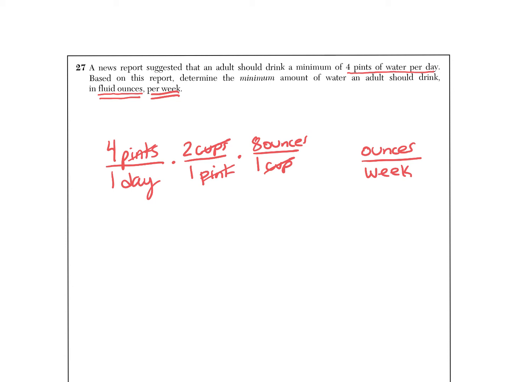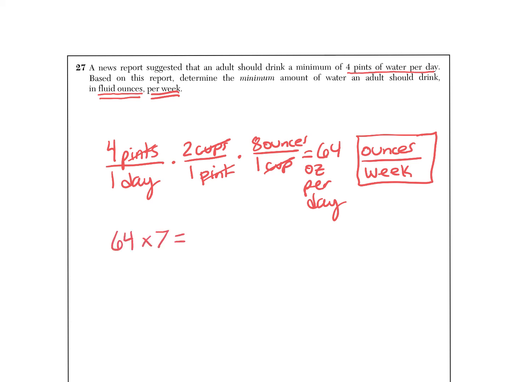So right now I have ounces on top and days on the bottom, but they want ounces per week. So I'm actually going to just kind of keep this off to the side and just multiply across. So I've got 4 times 2 times 8. So 8 times 8 is 64 ounces per day. And you can be formal about this and do more dimensional analysis, or you can say, well, I know that there's 7 days in a week, so 64 times 7, and I know that there's 448 ounces per week.